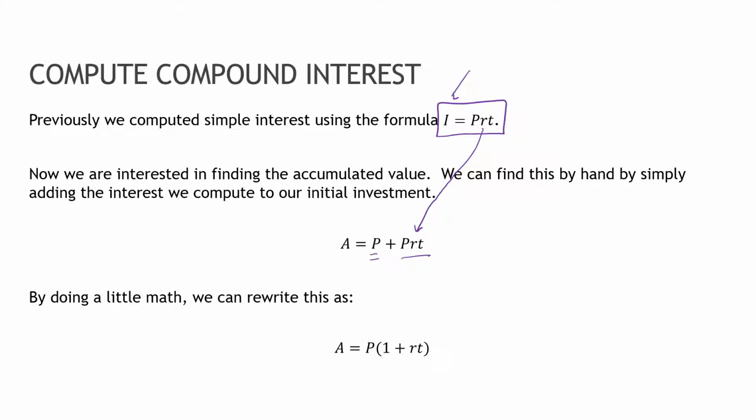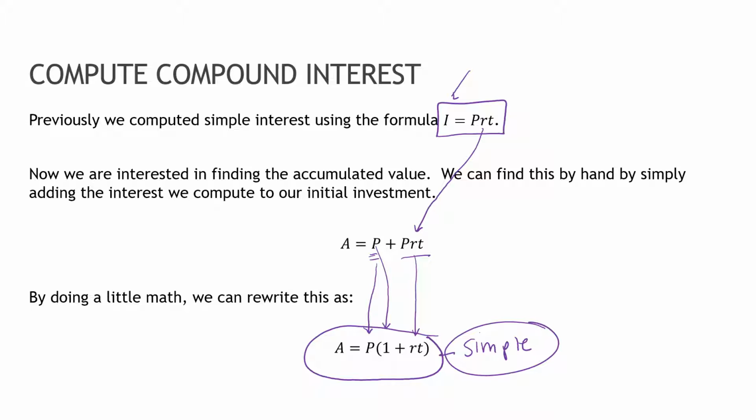Looking at what I did, I essentially just factored a P out of both of these terms, and that left me with 1 here and just the RT left over. So if I ask you to find an accumulated amount for simple interest, this is the function that I will use. Now, obviously we're looking at exponential functions this week, and this is not an exponential function. But I want to be able to compare simple interest to interest compounded however many times per year to interest compounded continuously. So this is a function you'll need to know.